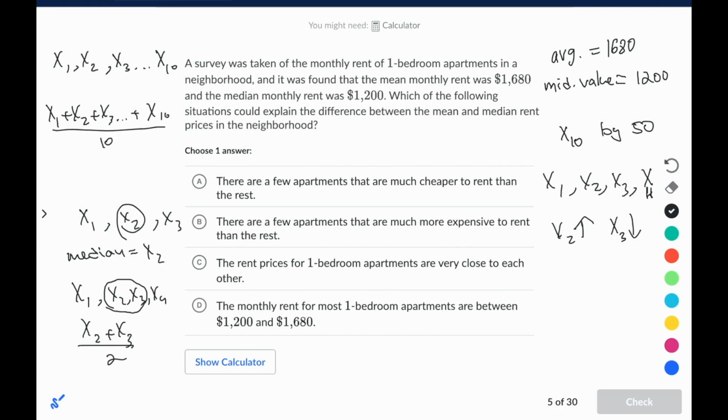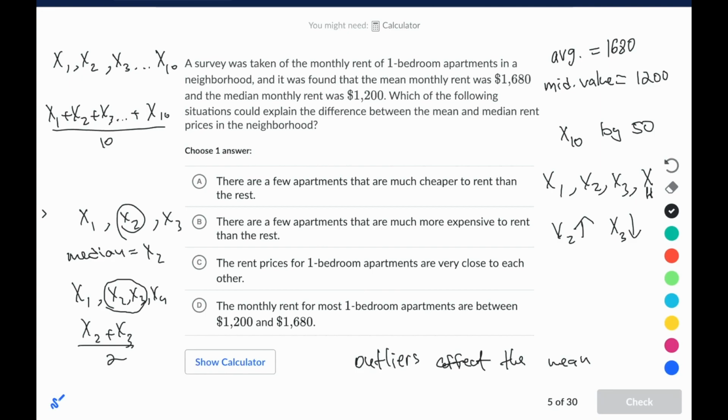There are a few apartments that are much cheaper to rent than the rest. Well, what would this do? So this would mean that there is an outlier. It would mean that certain apartments follow a certain trend, but some of them are like outliers. They are very, very cheap. And from what we know, outliers affect the mean.